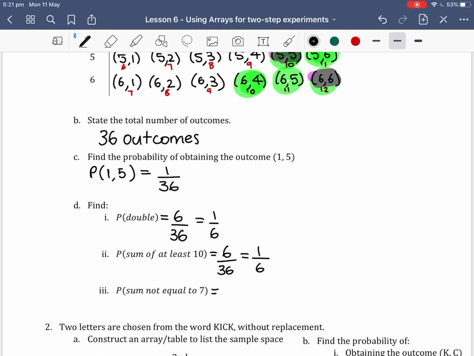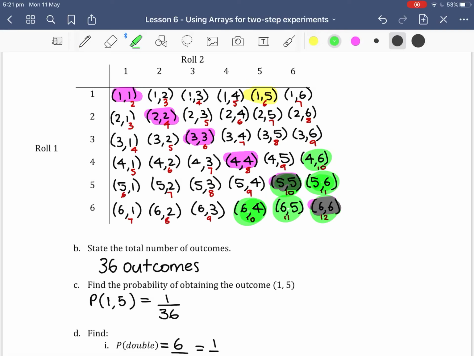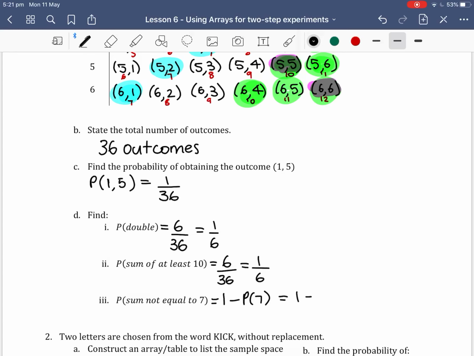Now we want the sum to not equal 7. When we want it to be not equal to something, this is finding the complement of the event. So we go 1 minus the probability of 7, which equals 1 minus the probability of it summing to 7. So we have a 7 here, here, here, here, and here. So that occurs 6 times. So it's going to be 1 minus 6 over 36. So that is equal to 30 over 36, which equals 5 over 6.